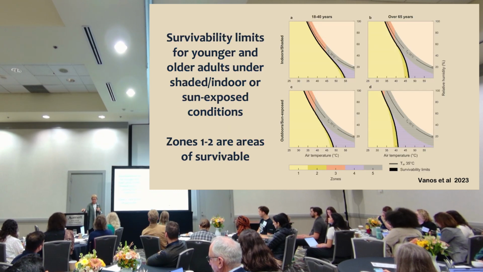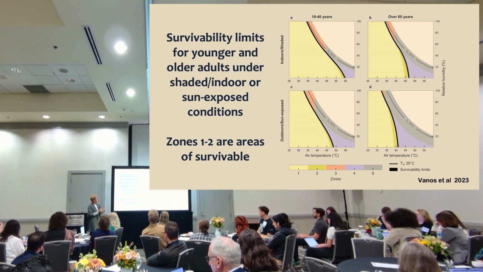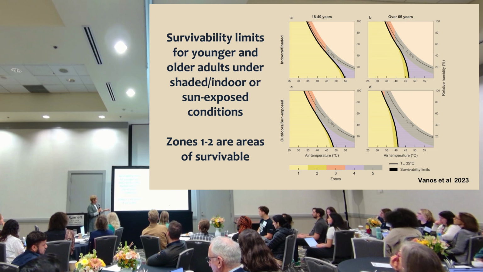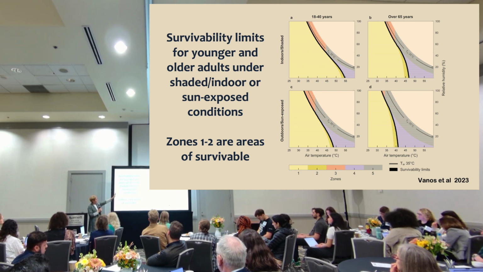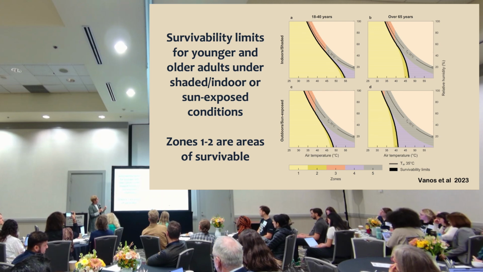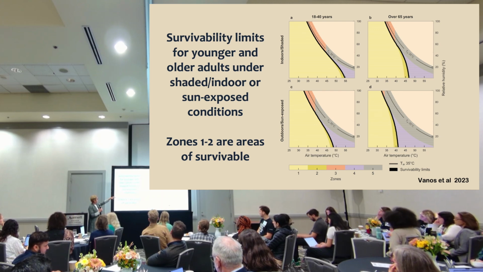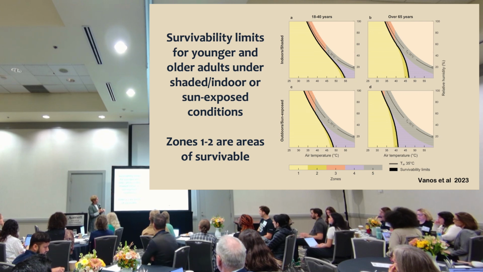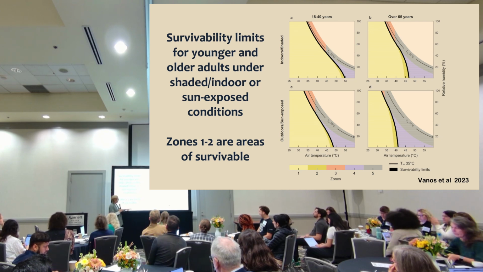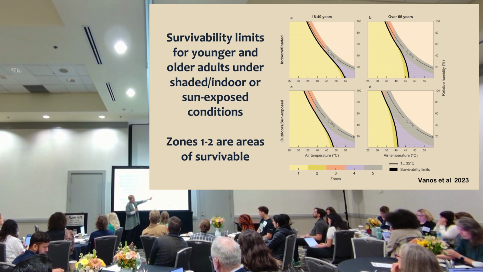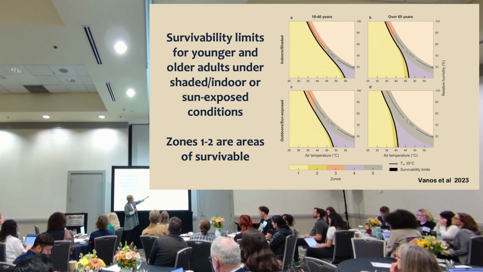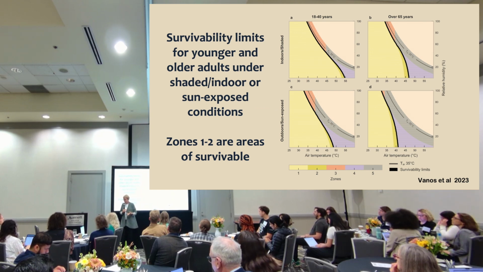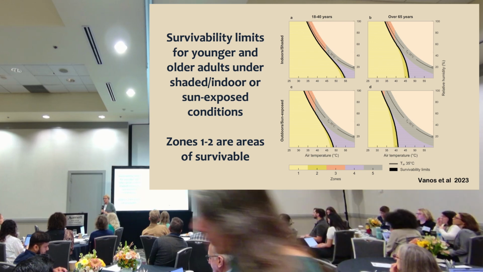And I put this in because another debate that you've been seeing is about temperature and humidity, which we can talk about later if you want. But these are for different groups. On the left are adults 18 to 40, on the right, adults over the age of 65, and then there's outdoor sun exposure, indoor shaded exposure. And the survivability limits are these black lines. And so this is a combination of temperature and relative humidity, and without going into this in any detail, you can see they all look different.